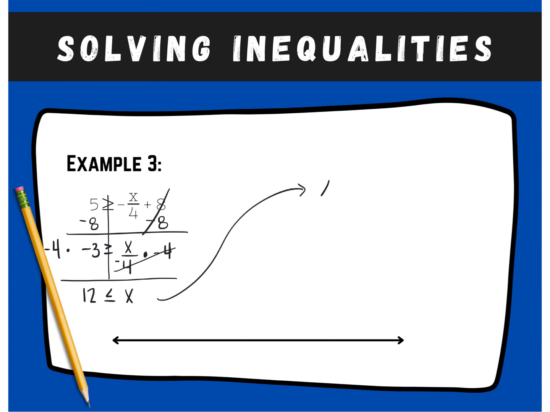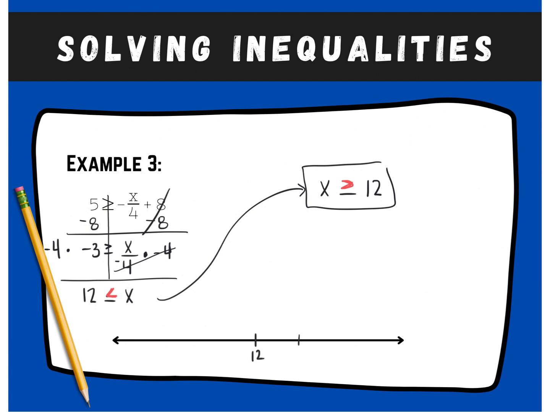Before I graph, I do like to rewrite it. x and 12, I want the variable to be first. I just really think it helps people understand which direction it should be going. The arrow, the monster, the alligator, however you like to think of that symbol, was kind of pointing towards the x, so I'm going to make sure it's still pointing towards the x and still has the equal to portion on it because that really matters. So I got to my final solution.